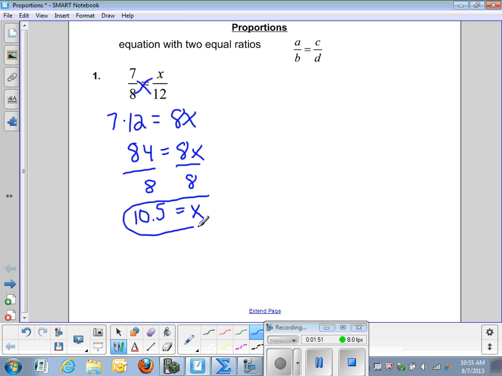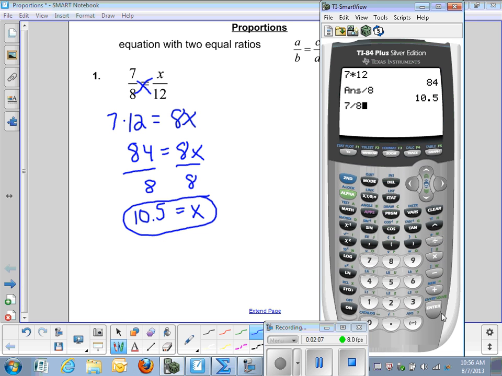Alright, and of course you can substitute it back in. I'll show you on the calculator to see if 7/8 is equivalent to 10.5 over 12. Let's see, how can we do that? So we can type in 7 divided by 8. There's the decimal, 0.875. And then I can just type in 10.5 divided by 12. And I get the same decimal, so they are equivalent. So that's just a way to check proportions.